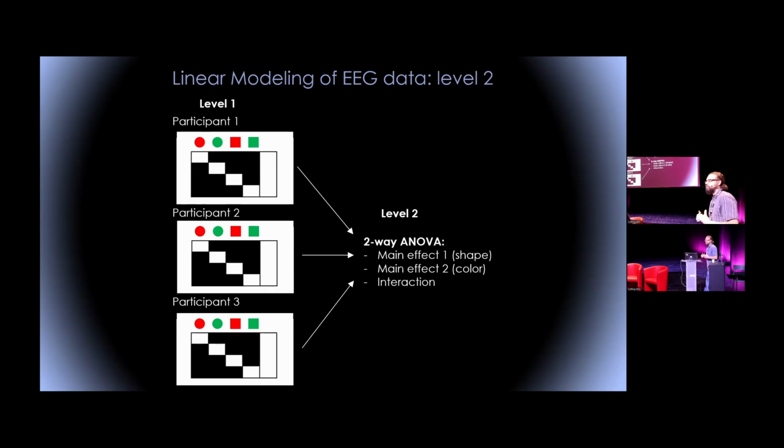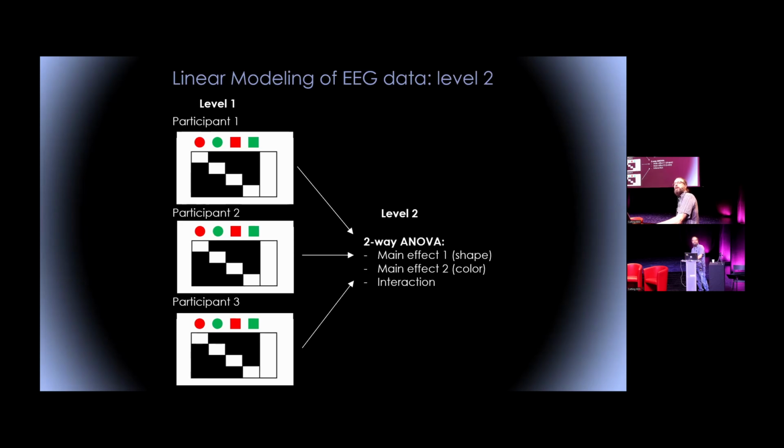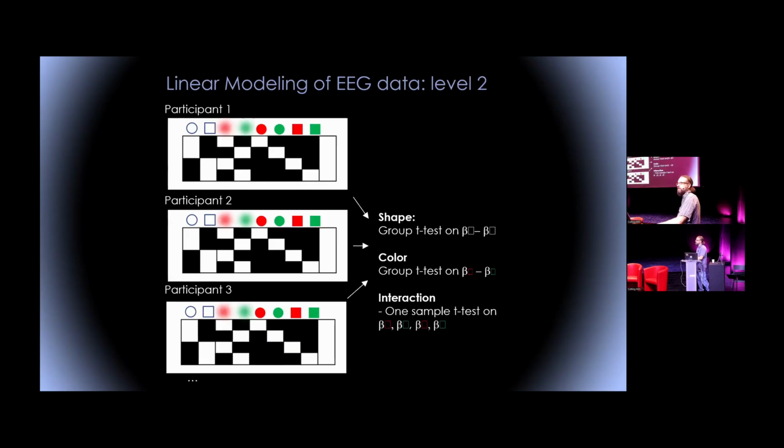Okay, so that's one standard way to do it. Or if you have a full factorial design, for every single participant, you get the shape effect by aggregating the betas for the shapes, the color effect by aggregating the betas for the colors, and the interaction by doing a one sample t-test on the interaction term at the subject level. And both are equivalent, basically, if your participants are homogeneous, if there's not one participant that has a special effect. They are returning very similar results.